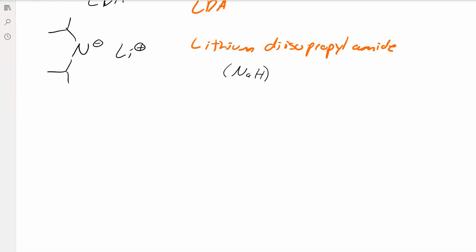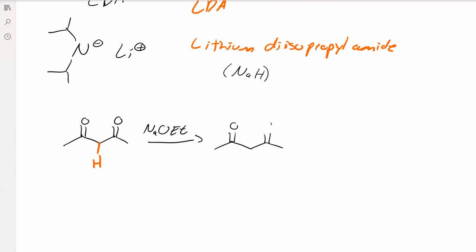You don't always need a super strong base to completely deprotonate. It just depends on the acidity of the proton. So for example, right here, this proton is quite a bit more acidic than a regular alpha hydrogen. And so even here, if you use just sodium ethoxide, you'll get complete deprotonation. And if you think about why, it should be pretty logical. This one can resonate with both carbonyls, so it's much more acidic.